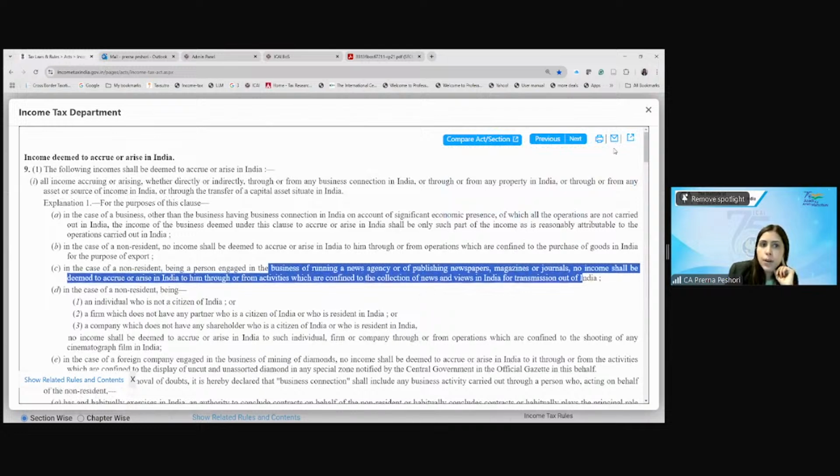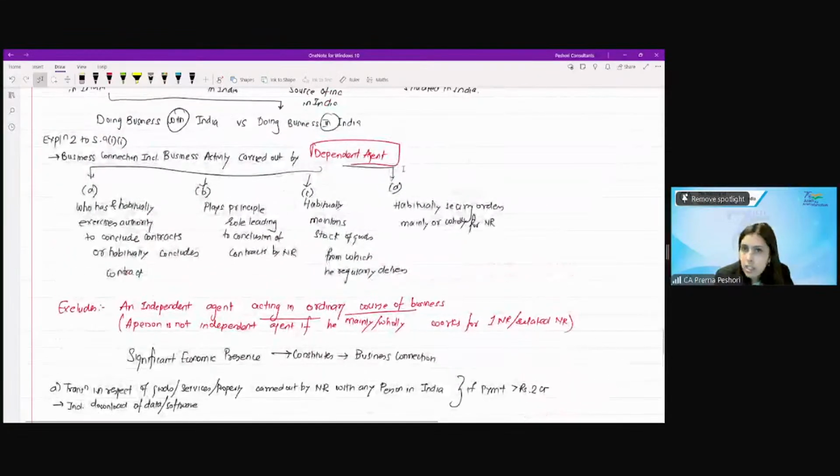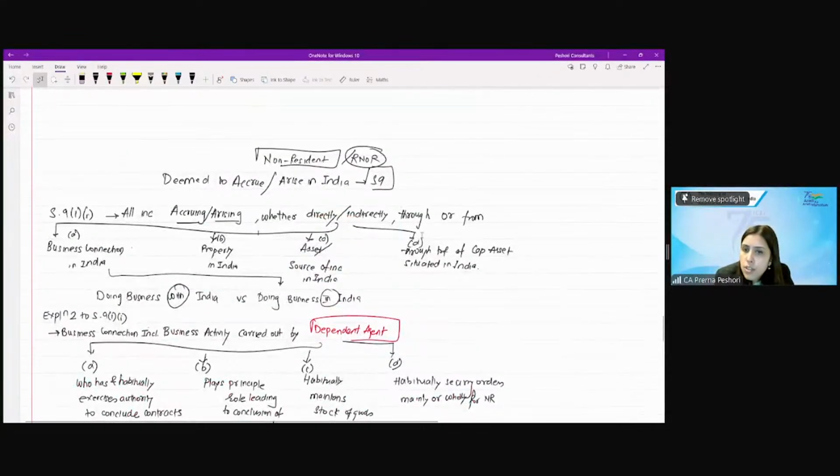What was the last part? Through the transfer of a capital asset situated in India. Right? Through the transfer of a capital asset situated in India. Now, capital asset is defined under 2(14). Right? Here, they have not used the term asset, but a capital asset. Now, what does it say?